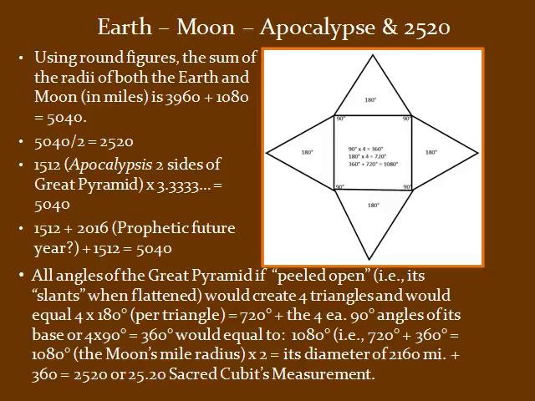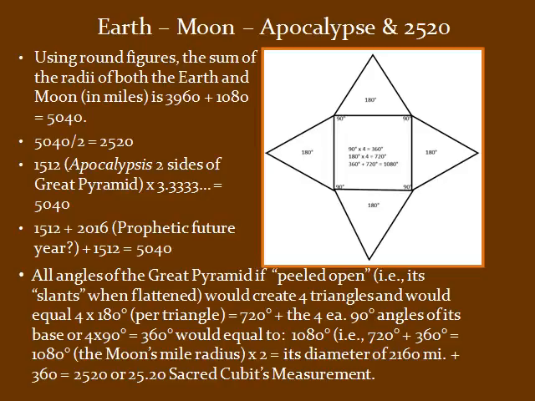3,960 miles, which is the radius of the Earth, plus 1,080, which is the radius of the Moon, will equal 5,040. 5,040 divided by 2 will equal the sacred cubit's number, 2520. 1,512, which is combined two sides at the base of the Great Pyramid, will equal the gematria of the Greek word apocalypsis, times 3.3333 will equal 5,040.